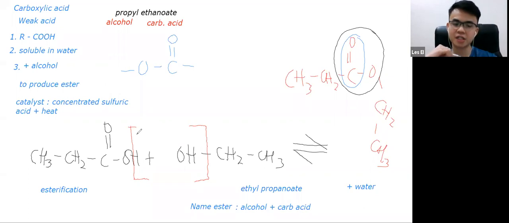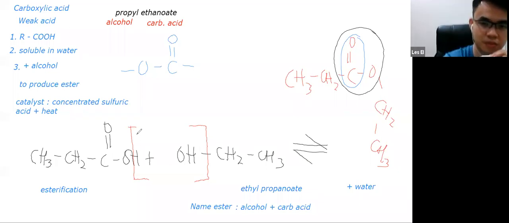Let me restate that here. The C double bond O to one side is representing the carboxylic acid. What do I mean by to one side? You cannot go across the O. I repeat it, you cannot go across this O. So to one side means to the right, like this.